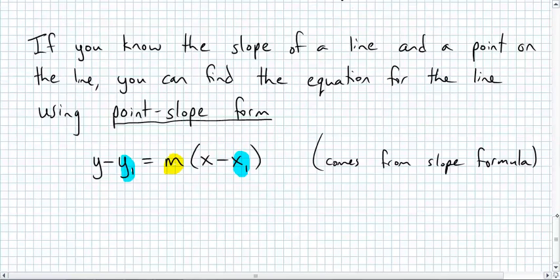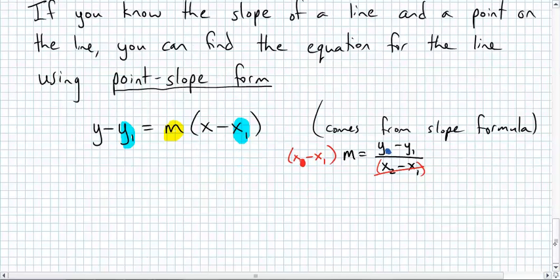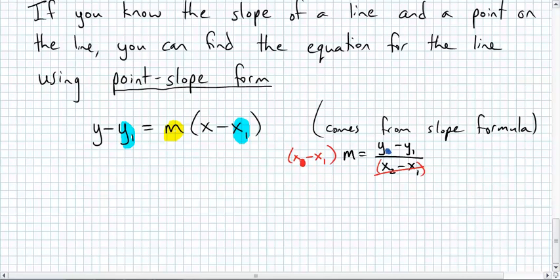Okay, how does it come from the slope formula? Well, the slope formula said that if we took y2 minus y1 over x2 minus x1, that gives us a slope. Now, if I just take this part of the equation and move it over to the other side, if I get rid of the fraction by multiplying it to the other side, then I pretty much just get this slope form. But I only have 1 point, so I'm just going to erase the 2's. So I only have 1 point. So that's where this point-slope formula comes from.